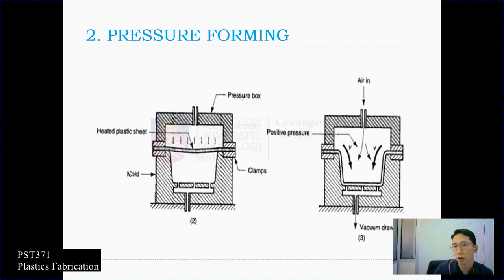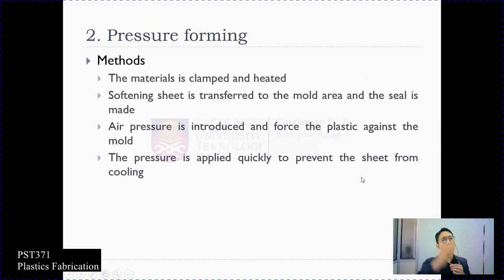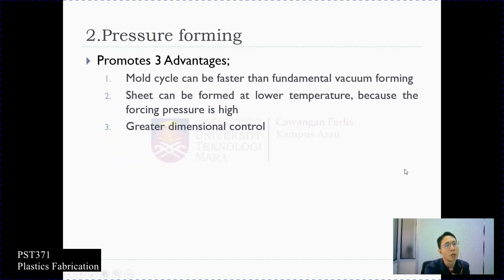Okay, this is some of the illustration. As I said just now, you heat up until it sags, and then air pressure is introduced, and the plastic sheet will take the shape of the cavity. In the method, the plastic sheet is clamped and softened, air pressure is introduced, and the pressure is applied quickly to prevent the sheet from cooling. The advantage is that the mold cycle can be faster than fundamental vacuum forming.